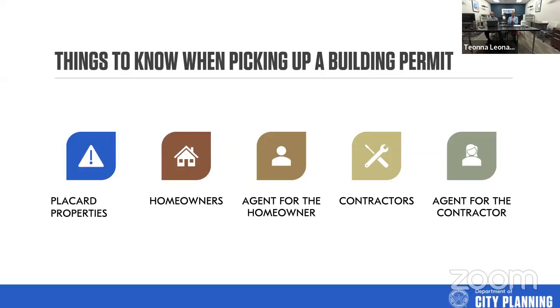So if they do faulty work and God forbid the house crumbles, you have recourse. Their license is at stake. When you pull the permit on your own and take ownership or responsibility, now the liability falls upon you. And I went over the agent for the contractor.